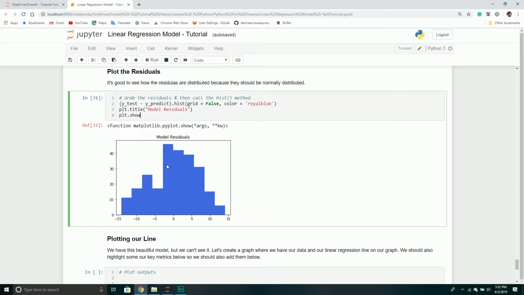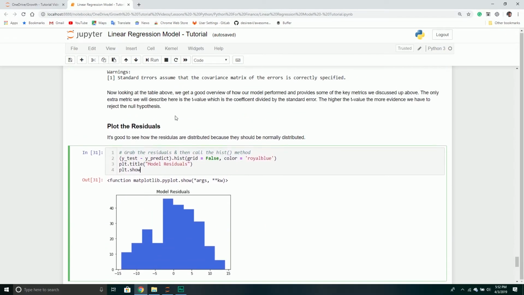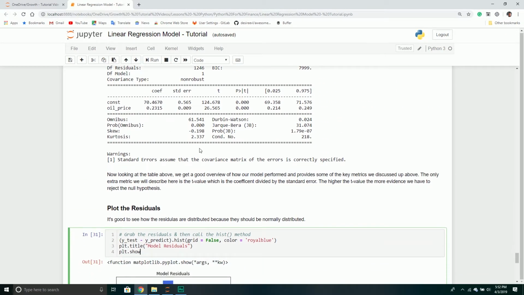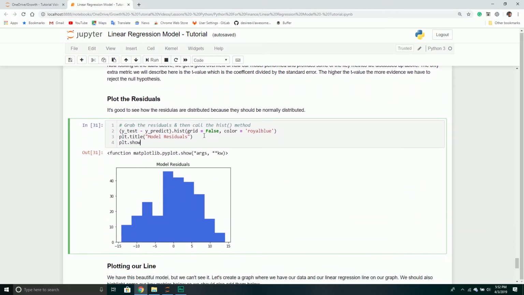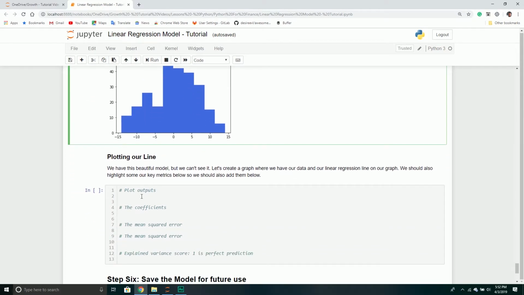So that would be kind of interesting to see why it looks like it's making more negative errors than it is right here. But for the most part, it looks relatively fine. And again, looking back up here, there was nothing that said something's going wrong, that we need to change something. So for the most part, everything seems fine.